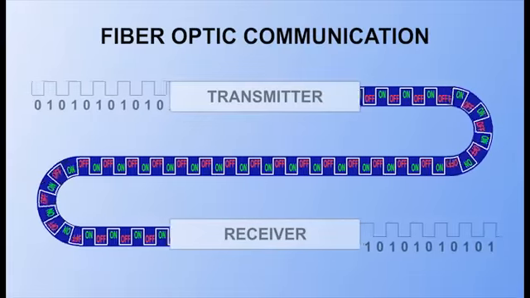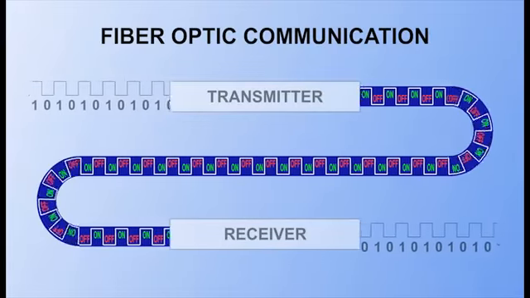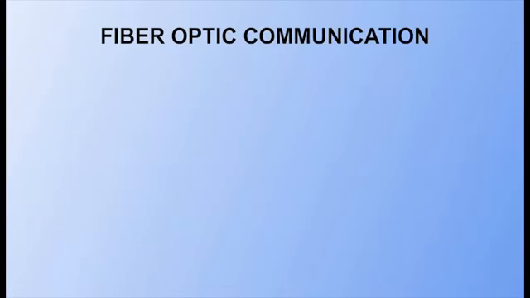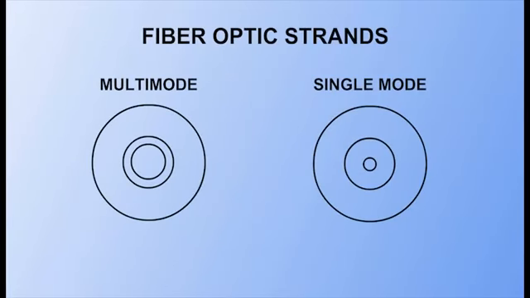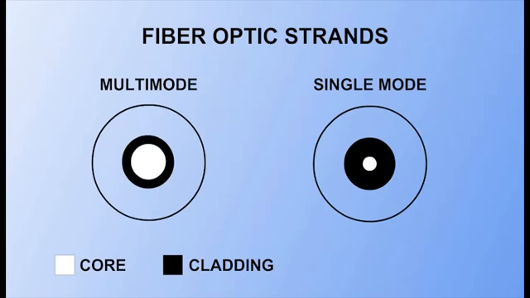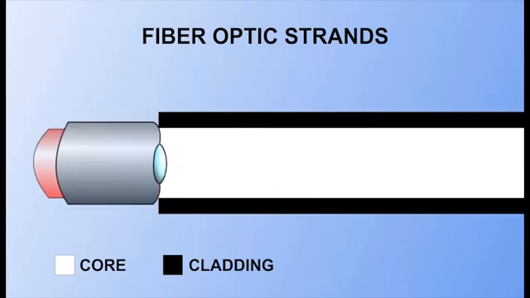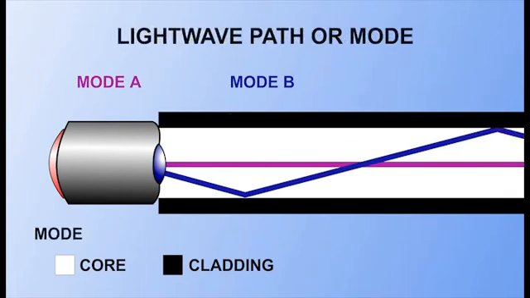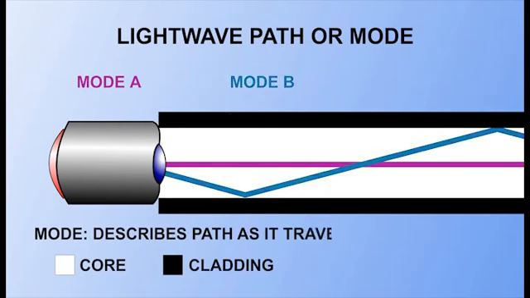The cable used within the fiber optic communication system requires different types of strands depending on the usage. Fiber strands differ depending on the design of the core in relationship to the surrounding cladding. Depending on the type of light source used, the light waves propagating through the core may follow a variety of paths. A mode describes the path of a light wave as it travels through the core.